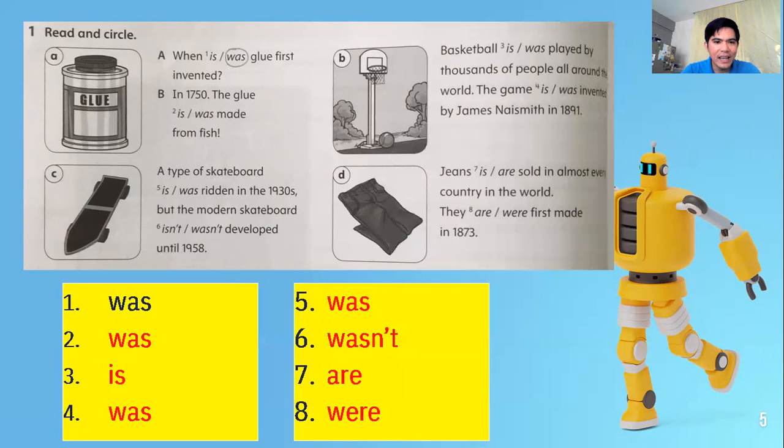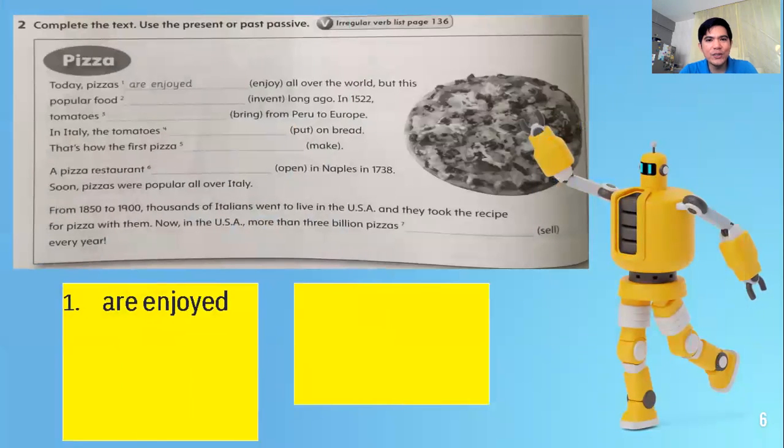All right, how many points have you got? Remember, each correct answer gives 2 points. If you got it wrong, give 1 point. Let's go to number 2. Complete the text and you need to choose if you use present passive or past passive.